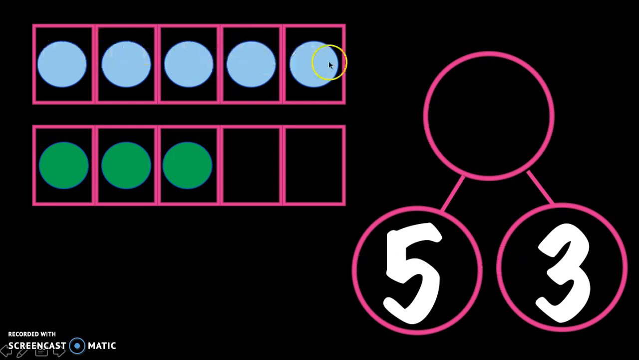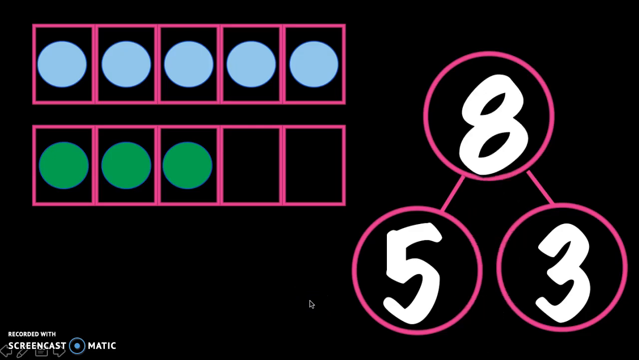Do you see the two parts? Here's 5. Here's 3 more. And then how many do we have all together after we've added those two parts? Yeah, put it in your number bond. 8. Good job, friend. Wow, you are doing so good taking a 5 group and adding on.